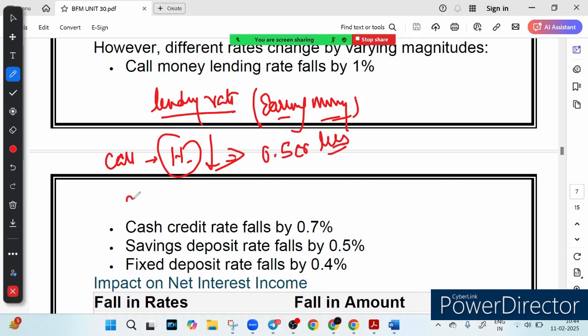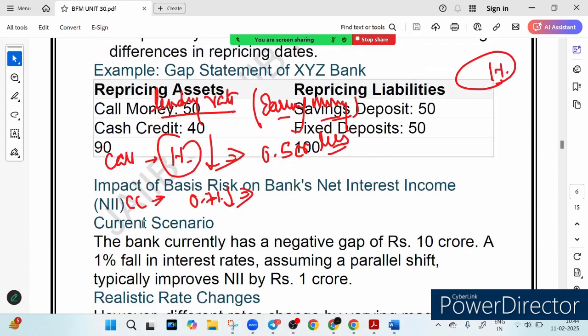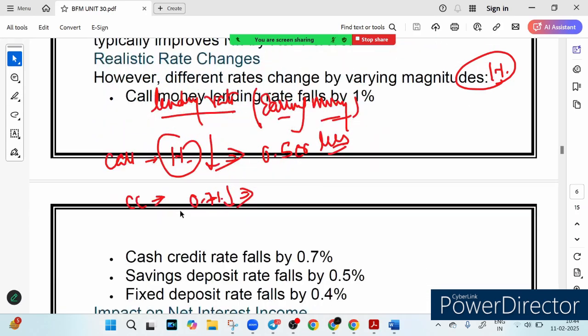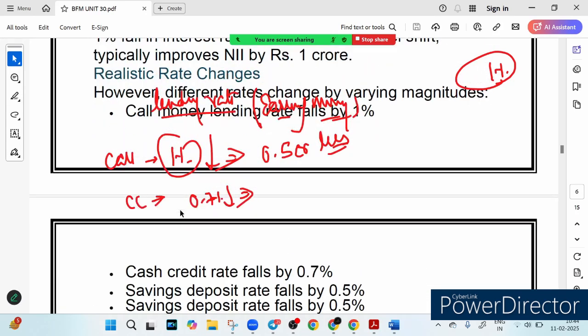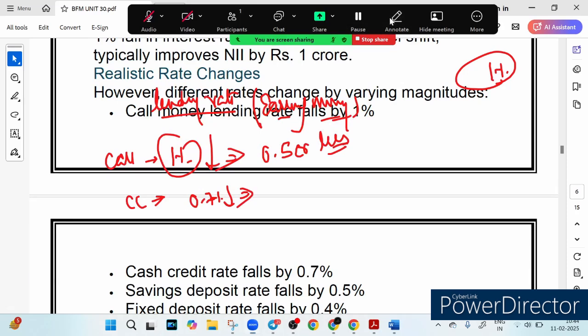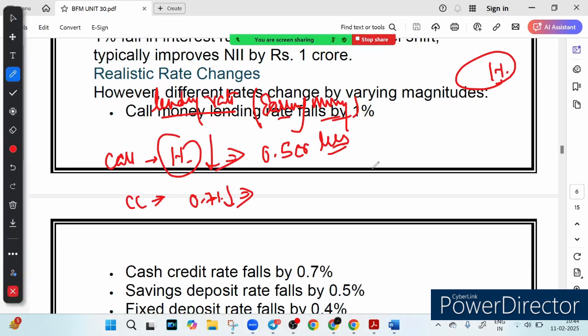Now cash credit, CC, drops by 0.7%. That is what I am telling you: if the interest rate decreases by 1%, different assets decrease by different percentages. So cash credit drops by 0.7%. What was the initial value of cash credit? The initial value is 40 crore. What is 0.7% of 40 crore? 7% is 2.8 crore, so 0.7% is 0.28 crore. So the bank will earn 0.28 crore less, isn't it?